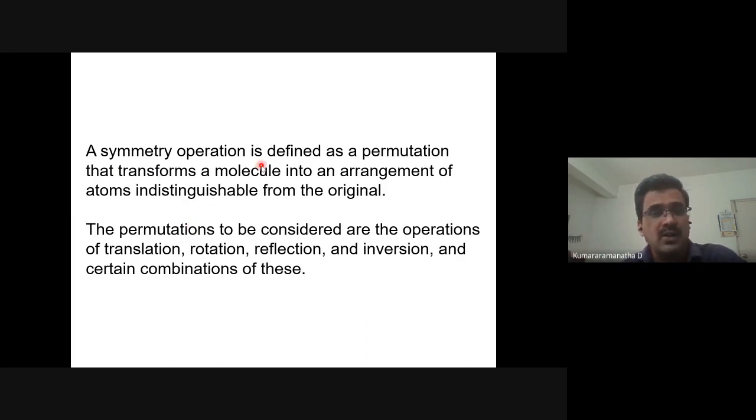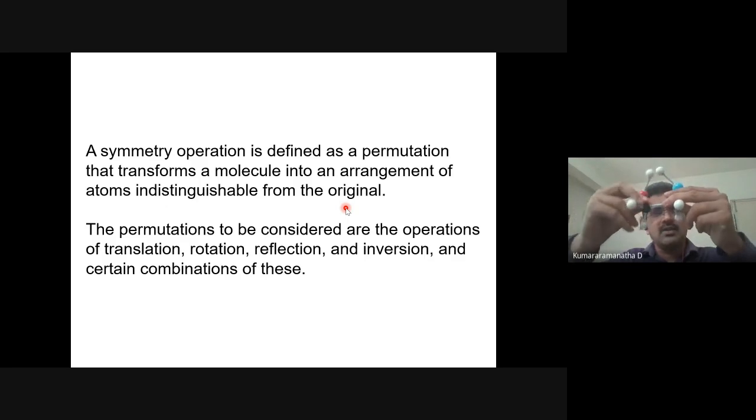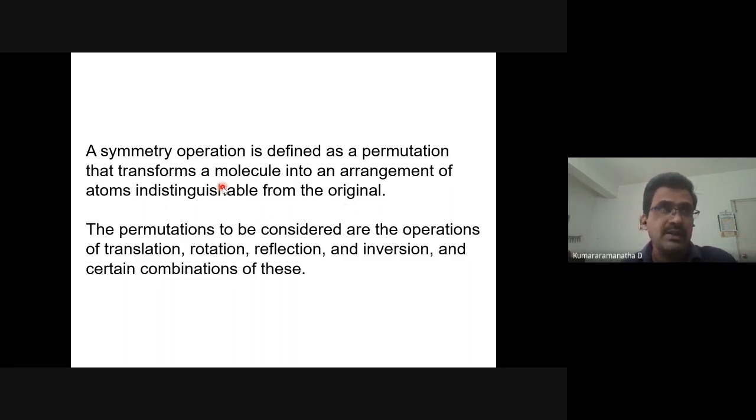A symmetry operation can be defined as a permutation which transforms a molecule into an arrangement of atoms indistinguishable from the original. Whatever you have started with, by doing some changes, like rotation or whatever you do, make sure that it becomes indistinguishable. You started with something, and the same thing should turn out, even though you have done some rotation. Now, what are the possible permutations you can do?